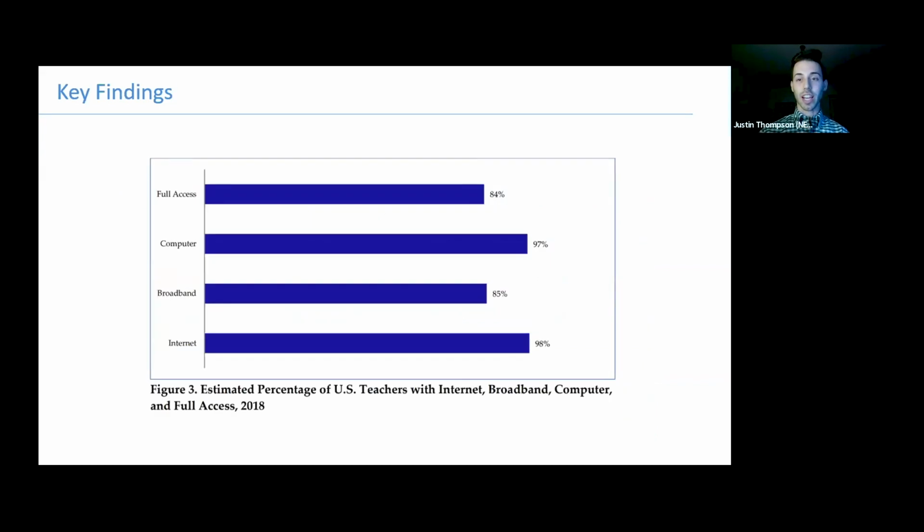And one thing that I am personally very passionate about is that when we talk about the digital divide, not only is this affecting students, but this is affecting educators. So as you can see here, it's only 84% of teachers have full access here. And if educators don't have the proper access, then even the students in their classes who do have proper access are missing out on those educational opportunities. So just as it's important to get this access in the hands of students, it's also important to get it in the hands of educators.